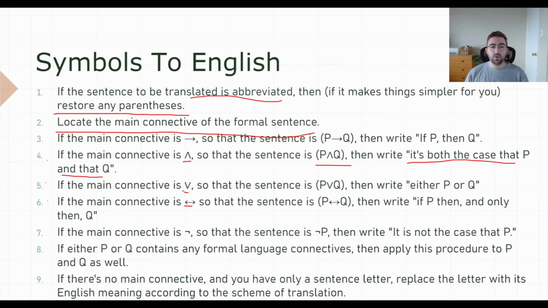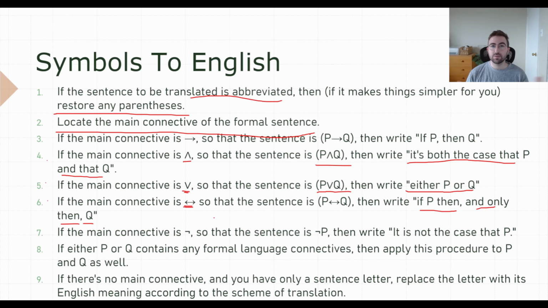If the main connective is an or symbol, so that the sentence is something like P or Q, then you'll write either P or Q. It has to be at least one of these, either P or Q. And then if the main connective is the if and only if symbol, the double arrow, so that the sentence is something like P if and only if Q, then you'll write if P, then and only then Q. Again, using this specific language is just going to make it easier for you.